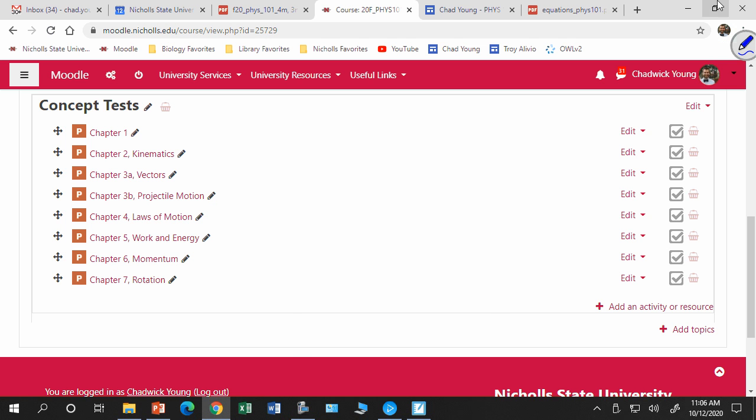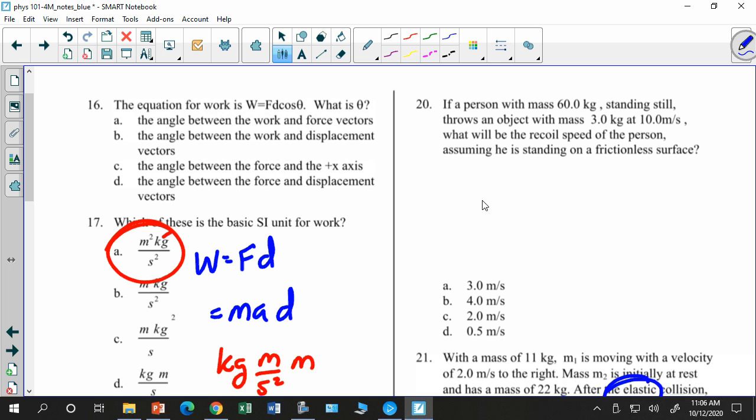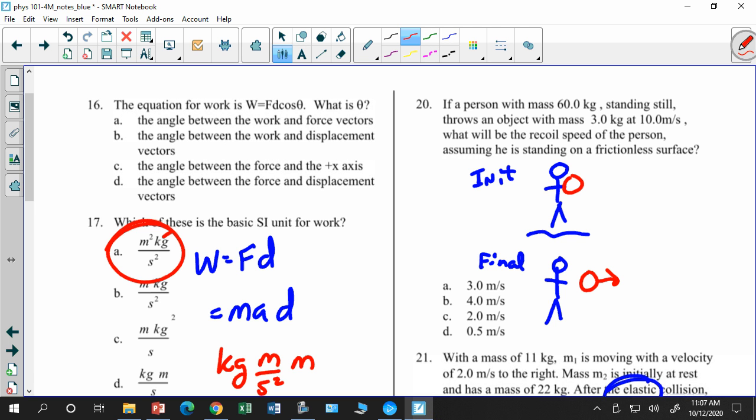Okay, so I say that because there's a couple questions like that, like number 20 here in those concept tests. So I have a person with a mass of 60 kilograms standing still. So my initial is a person that has an object, say a medicine ball or whatever, and then they throw it. So that's the initial. The final state looks like this. The ball is now going in that direction, and I want to know what is the speed of the person. So presumably, this person will now go in this direction.